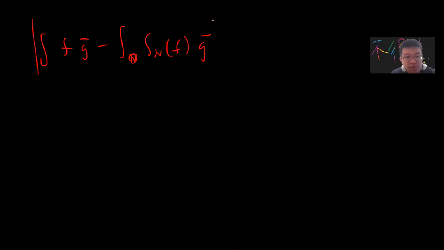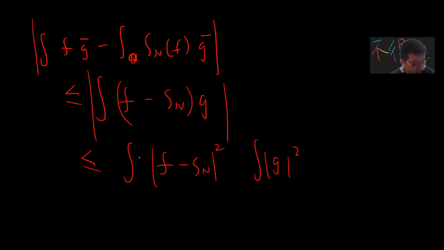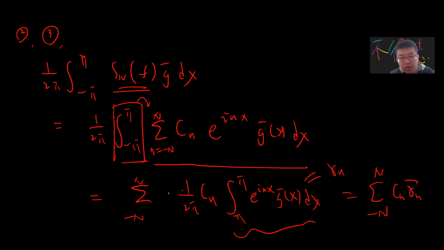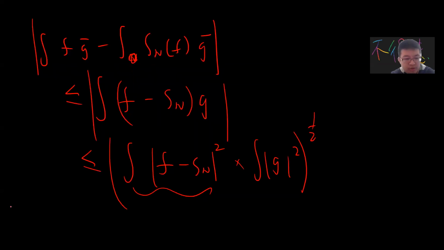Okay, so by Cauchy-Schwarz, I can bound this by the integral of the squared difference times the integral of g squared. Let me be a little bit sloppy. So it becomes this, and this guy is bounded. This guy goes to 0, right? By the previous first theorem. Then you just take n goes to infinity, and this guy will go to 0.